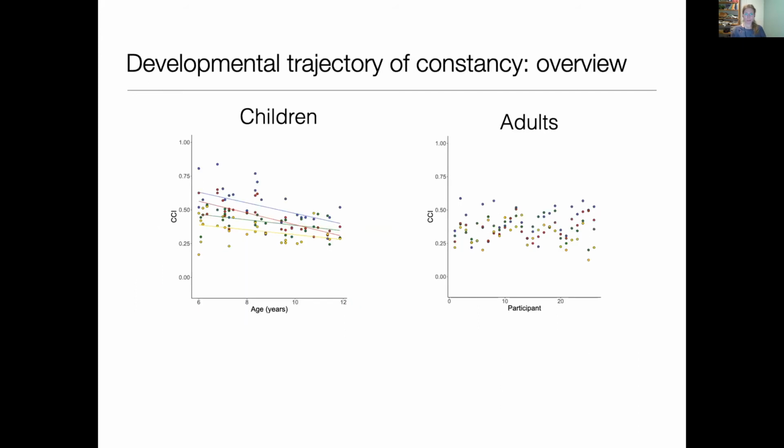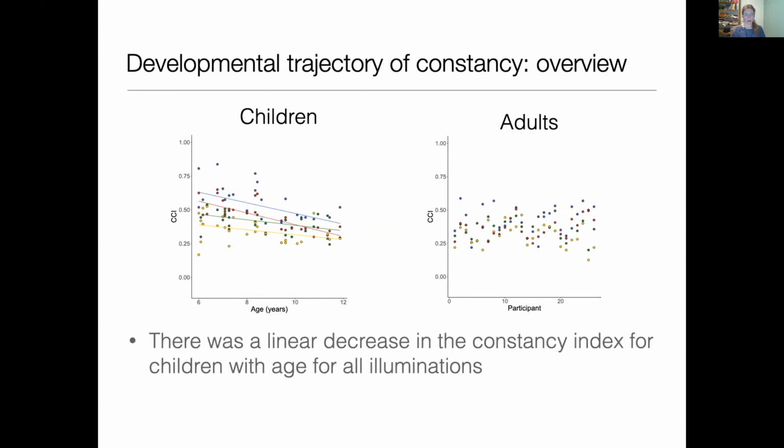What about the developmental trajectory? Here I'm plotting color constancy index as a function of age separately for children and adults. Both the data for children and adults are ordered across age. All adults are over 18, but they are ordered according to age. And we fitted a linear regression to both data sets.